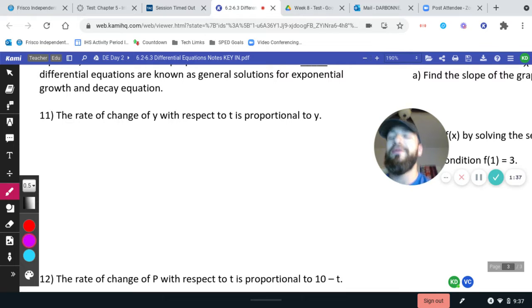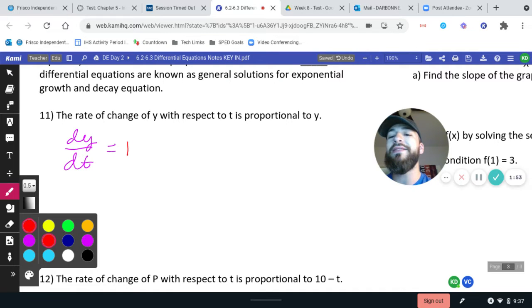We have experience with this from related rates. We would represent that by dy/dt, the rate of change of y with respect to t. Then it is proportional to y, so we say it is equal to our proportionality constant k. Anytime we see proportional, we're going to use our constant k, and we always multiply the proportionality constant by whatever it says it's proportional to. So it's proportional to y, so we just say k times y, just like that.